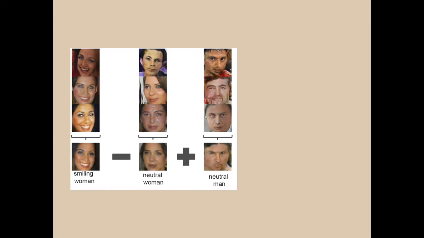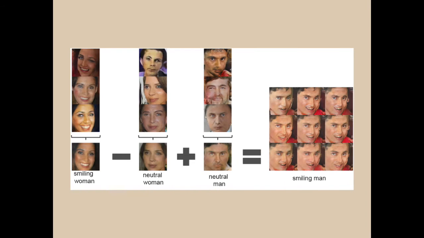You could do something similar for, say, a neutral looking woman. If you take smiling woman minus neutral woman plus neutral man, what do you get? You get a smiling man. It's interesting, right? You can also do arithmetic in the space of the prior and get semantically meaningful transformations. For those that do natural language processing, a similar thing was demonstrated with word2vec, the algorithm which maps words to vectors. You can do arithmetic between these vectors and also get words that are meaningful as well. So that's really cool.